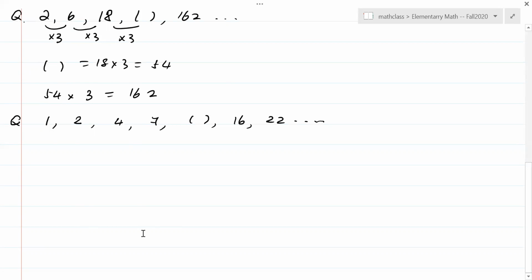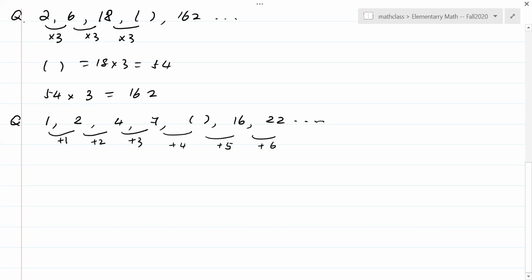Right. So you see, if you use addition, how do you get the next number? If you use addition, you have the plus 1, and this must be plus 2, that must be plus 3. Okay, you get 1, 2, 3. So you get a pretty good idea. This should be plus 4, then plus 5, and plus 6. Okay. So let's see.